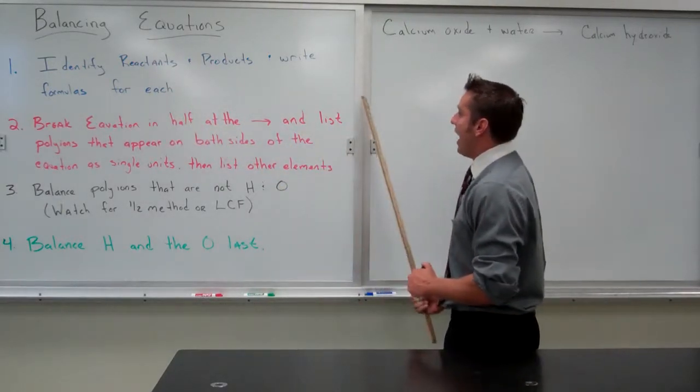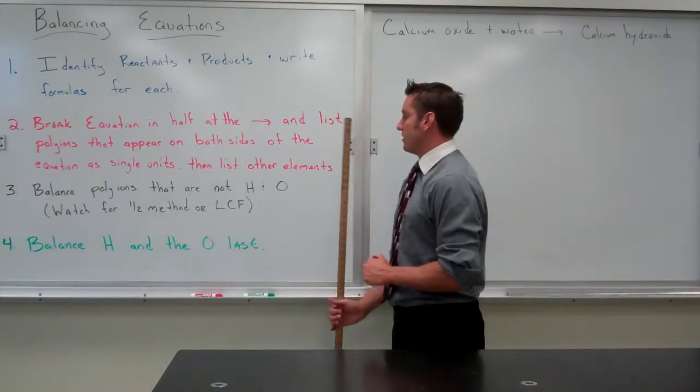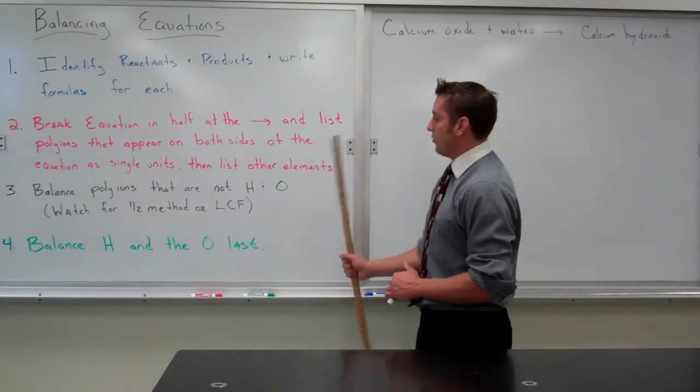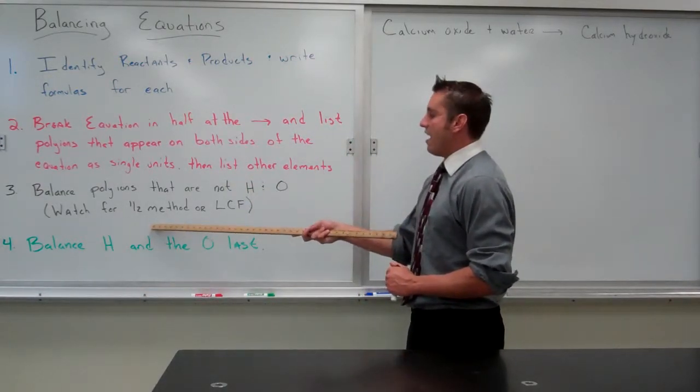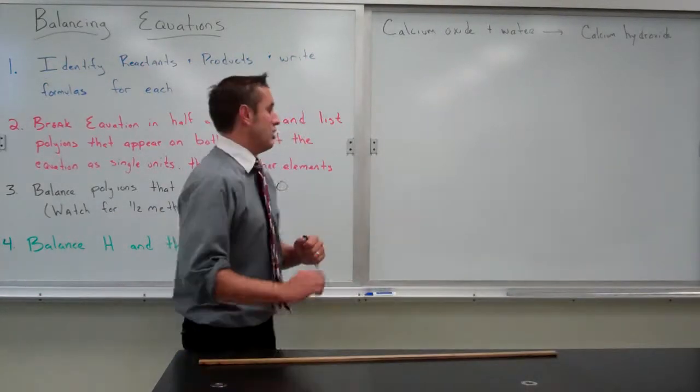Break the equation in half at the arrow and list the polyions that appear on both sides. Balance those as single units and list the other elements. Balance your polyions in elements that are not H and O. Watch for the half method in the LCF. And then lastly, balance H and balance O.